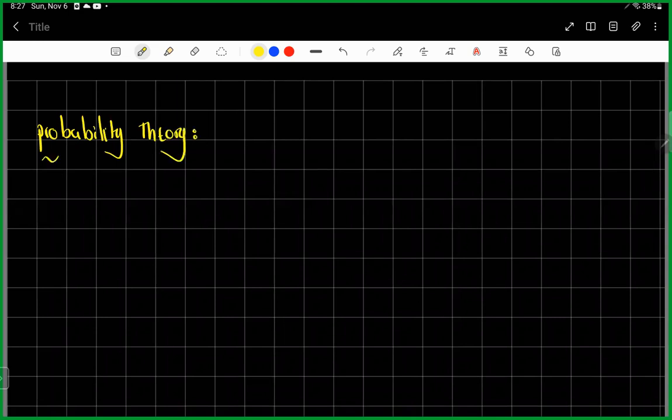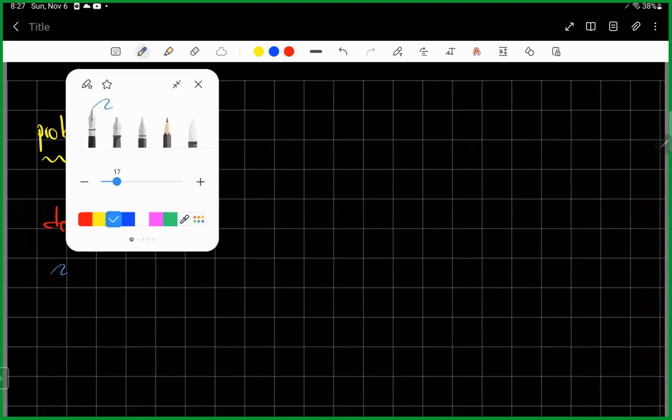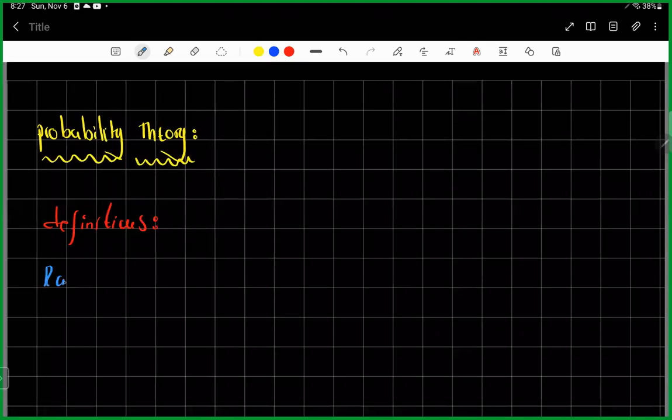Probability theory. Okay, so let's start with some definitions. So what is a random variable? A random variable, which we have spoken about in class. So a random variable x has a set of s possible outcomes.